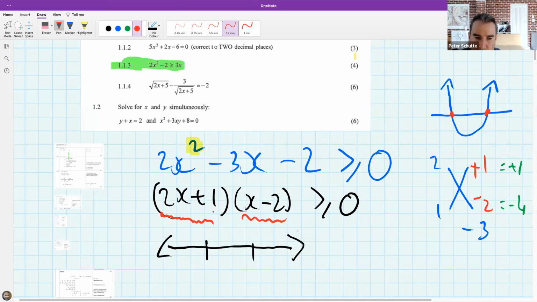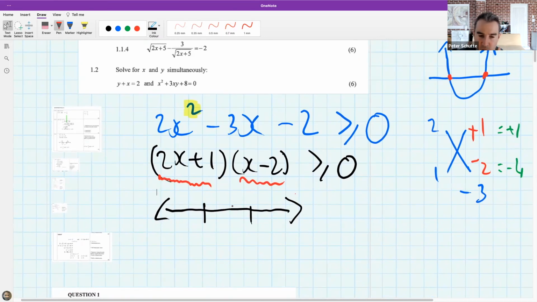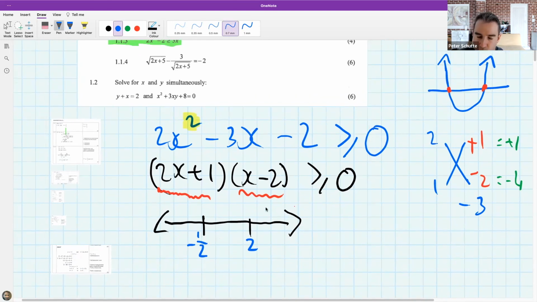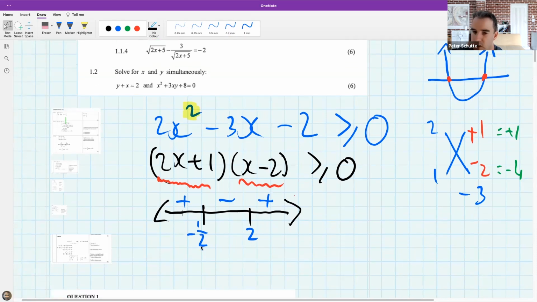Yeah. So you could kind of split it just like we do with quadratic equations, but you can see that this is going to be 2, and this one is going to be minus a half. Now, if you look at the graph, or if you even put a value in, you can see that this is going to be positive, this is going to be negative, and this is going to be positive. So what is my final answer going to be?